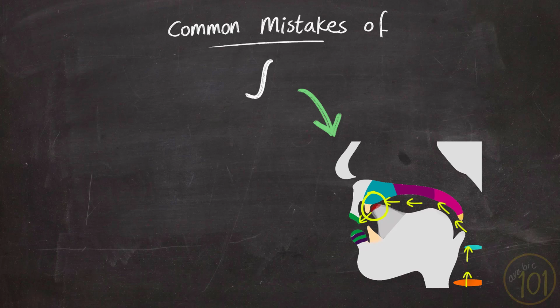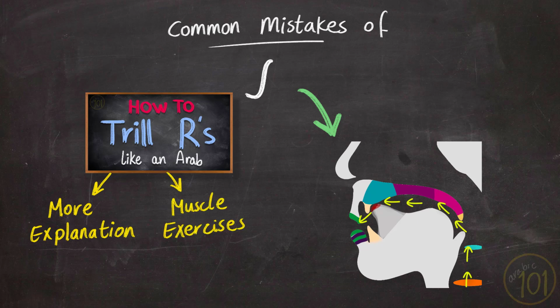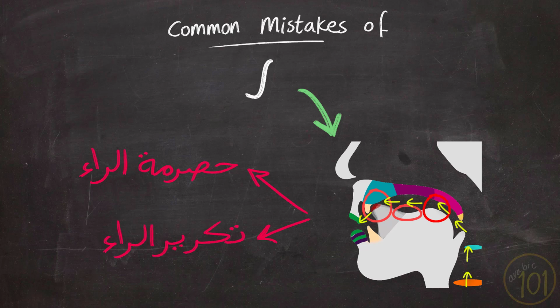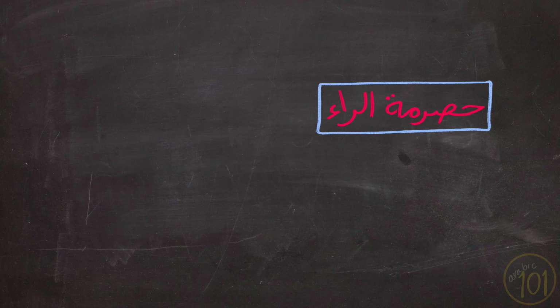If you want more explanation about the technicalities of the ra sound, then you can check out this lesson, since it contains much more explanation and also some muscle exercises that can help you get the sound right every time. So, if something is not properly executed when pronouncing the ra sound, one of these two mistakes can happen: حصرمت الراء or تكرير الراء. First one to avoid is حصرمت الراء.